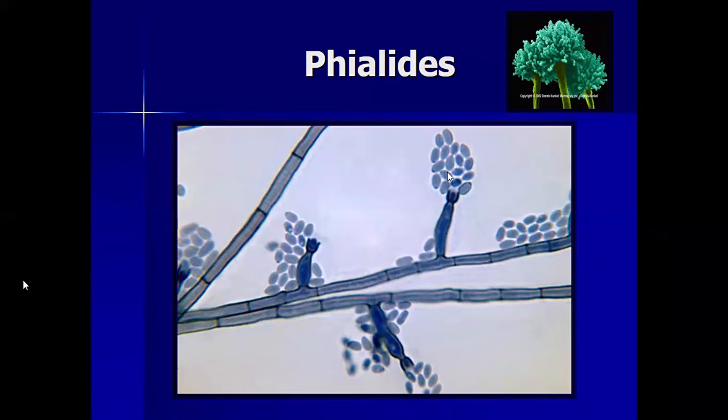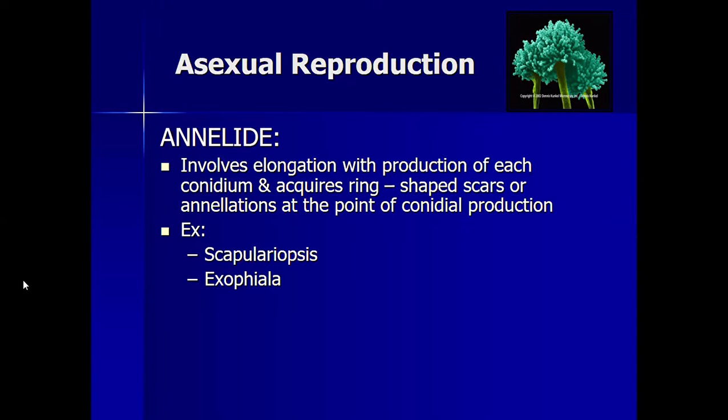So these are the individual conidial growth. Then we have the annelide. This involves elongation with production of each conidium and acquires the ring-shaped scars or annulations at the point of conidial production. Because of the presence of these annulations, they are collectively referred to as the annelides.